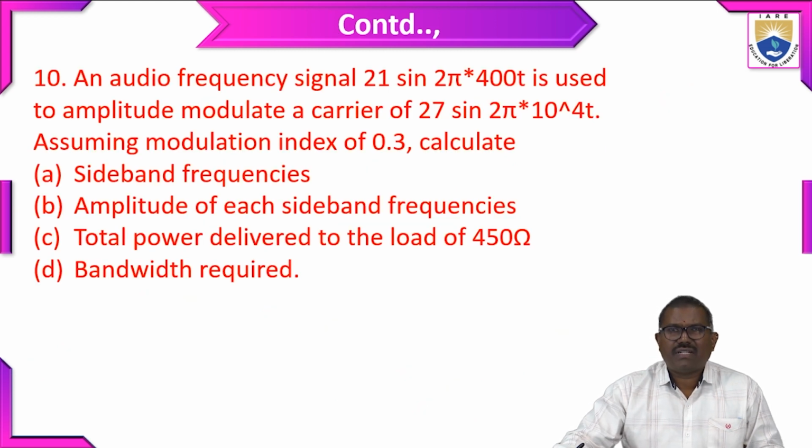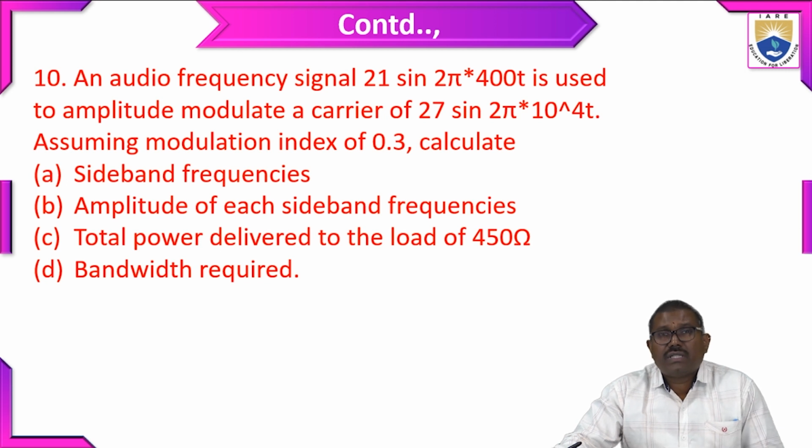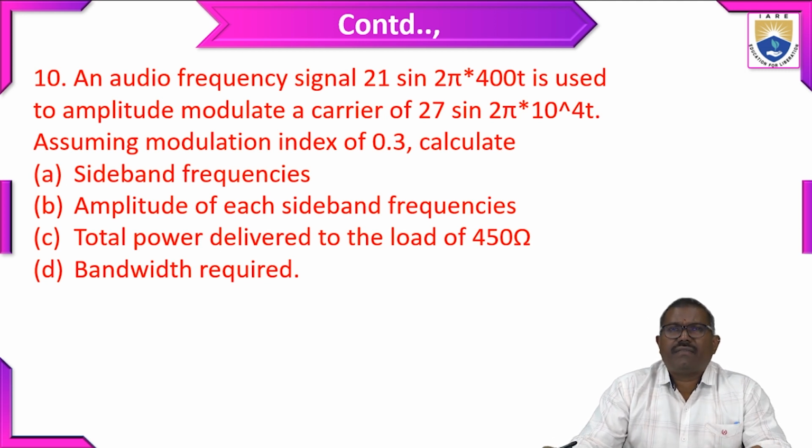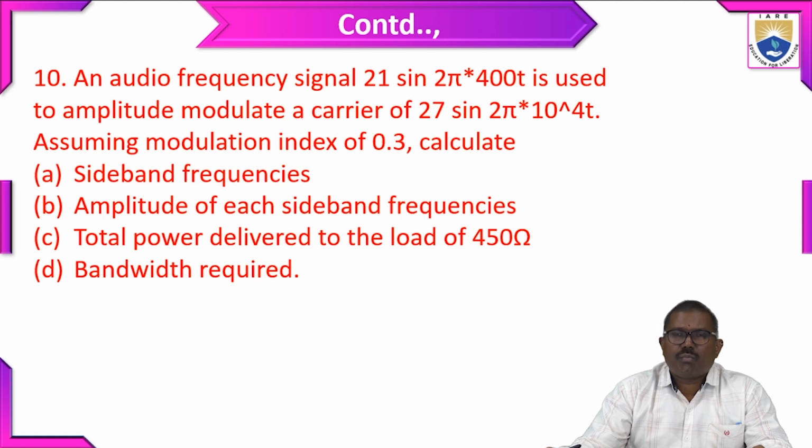Now we go for the 10th one. In the 10th problem, they have given an audio frequency signal 21 sine 2 pi 400t used to amplitude modulate a carrier of 27 sine 2 pi 10 to the power of 4t, assuming a modulation index of 0.3. Calculate the sideband frequencies, the amplitude of each sideband frequency, the total power delivered to the load of 450 ohms, and the bandwidth required. So this is the given problem.